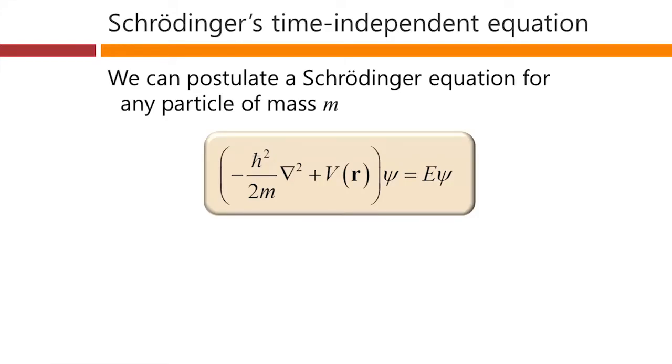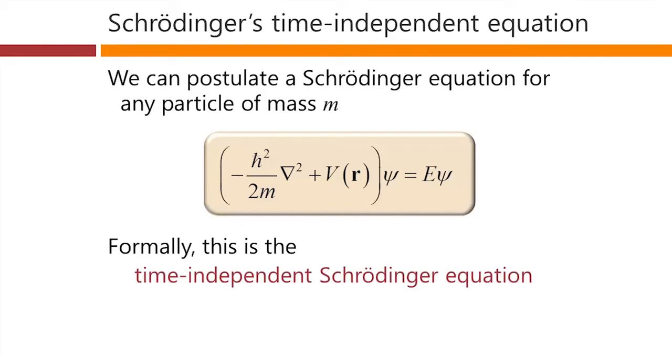We did this presuming we were working with an electron just for definiteness, but we can postulate that we could have a Schrödinger equation for any particle of mass m. So we'd have, instead of m naught here, just the mass of the particle. And this would be our time-independent Schrödinger equation for that particle. As I said, formally, this is the time-independent Schrödinger equation. We'll look at the time-dependent Schrödinger equation later on.